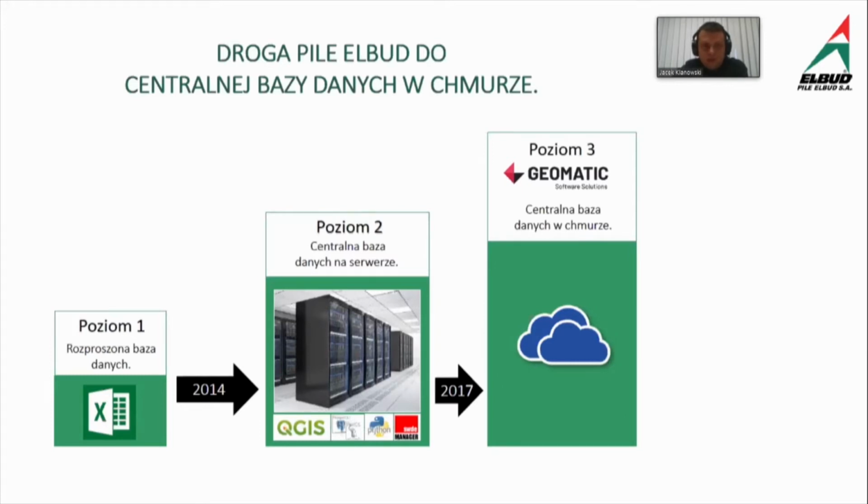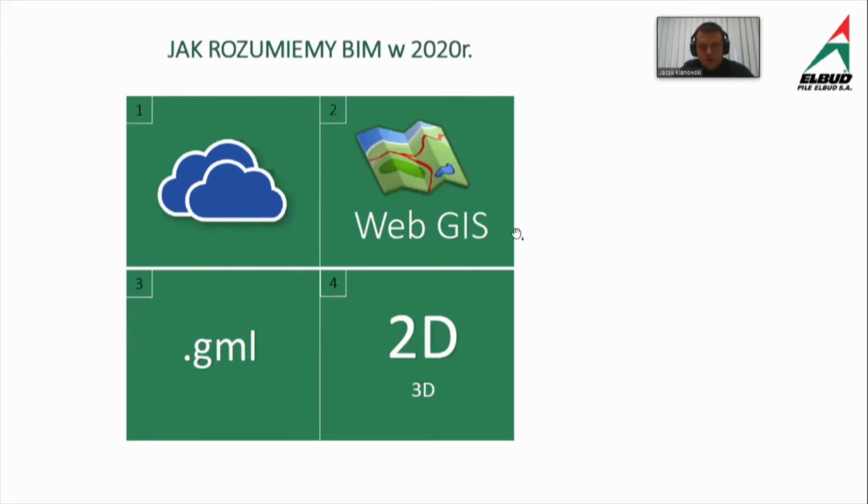A brief history of how we did it. Until 2014, we worked in distributed databases. Since 2014, due to many errors and problems in such a structure of work, we built something like a central database on a server, and for this we used systems which we had in the company, generally available open systems. Such work proved right, and therefore in 2017 we decided for the whole system to be brought to order, to create something comprehensive. Geomatrix Software Solutions helped us create a central database in the cloud.